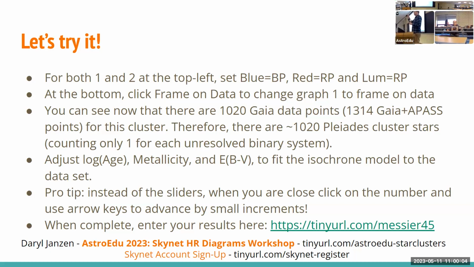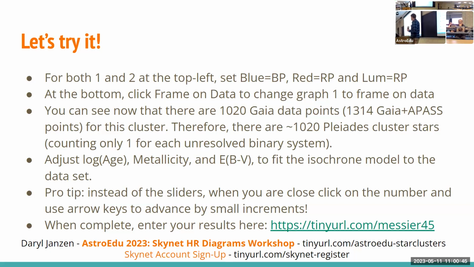The isochrone model should be up to the upper left, so if you increase E(B-V), you'll shift the isochrone model down and to the right, and you should be able to get a pretty decent fit. The sliders are for coarse adjustment. If you click on the number, you can use your arrow keys to go up or down by one value, to whatever decimal place, and get those finer adjustments.